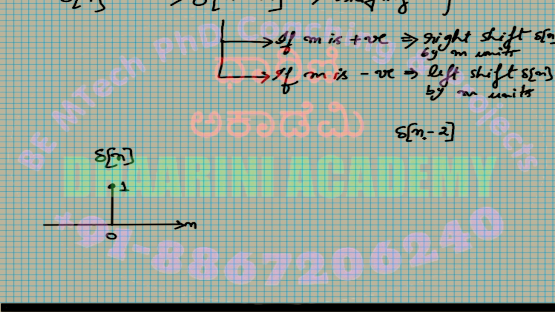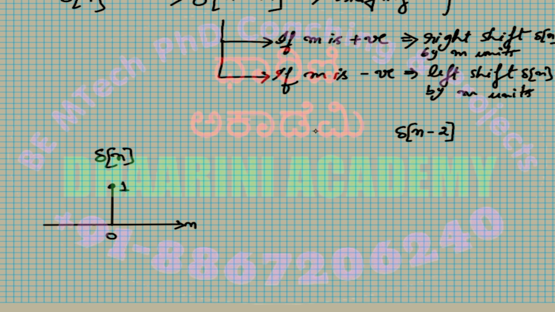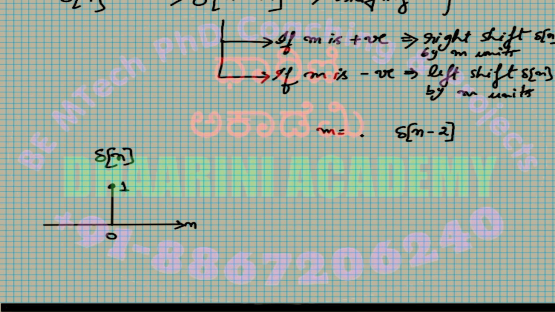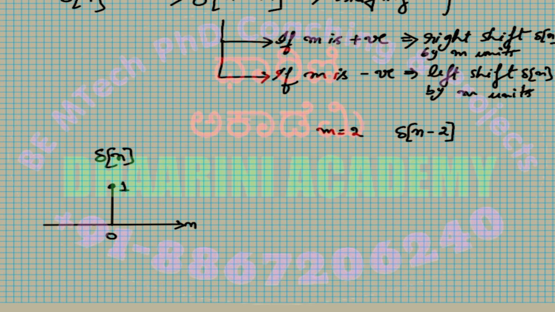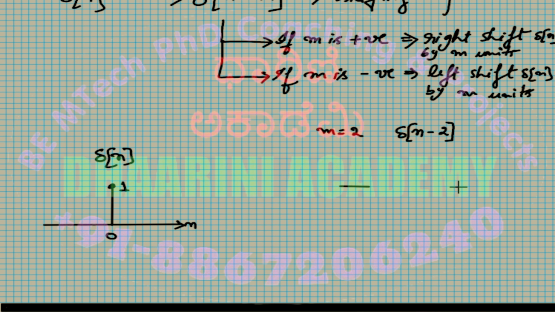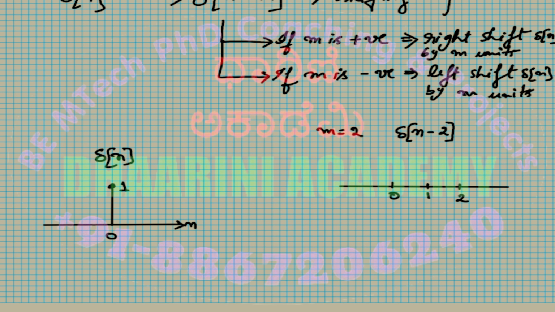Okay, so now let me say m equal to plus 2. I simply replace m by 2, so this becomes delta of n minus 2. The idea is that you have to shift it right by 2 units. In the sense, whatever is at 0 will go to 2. So let's quickly plot that. The same delta function, instead of being at 0, now shifts right by 2 units. At 2 you have the same function.